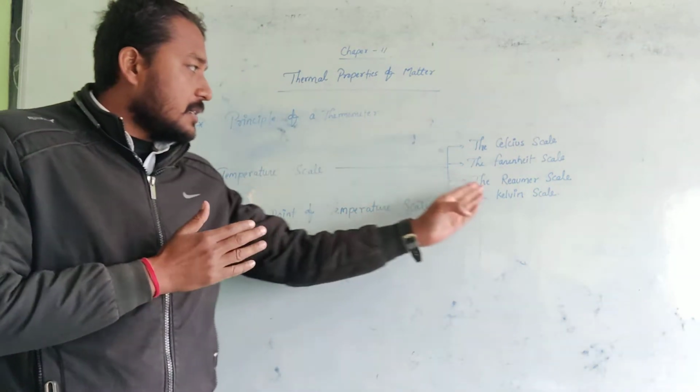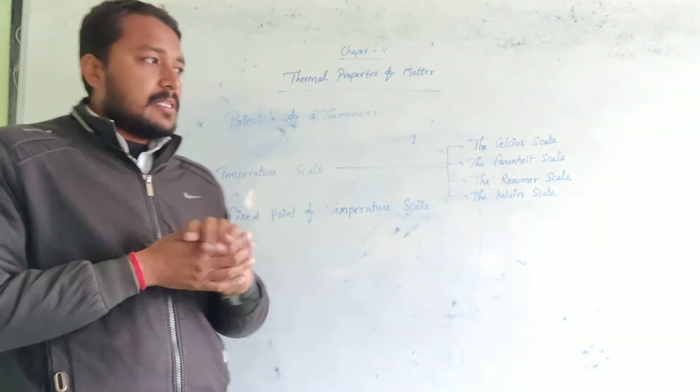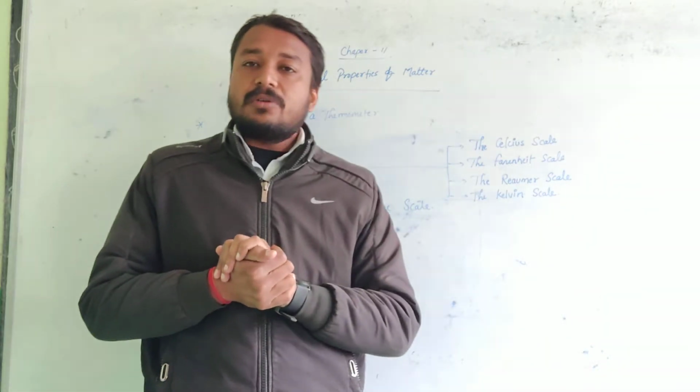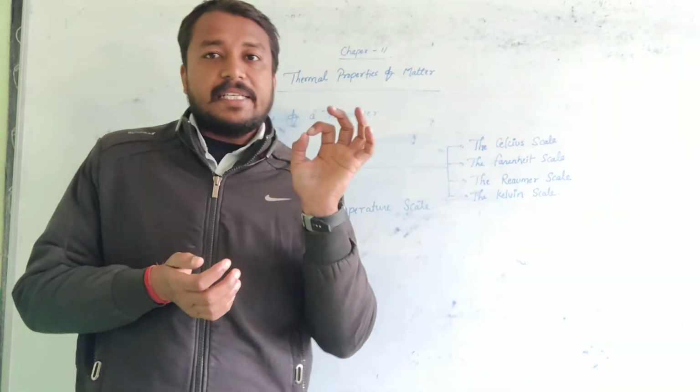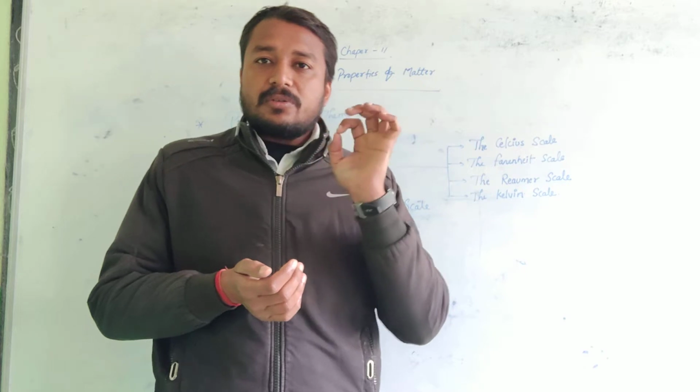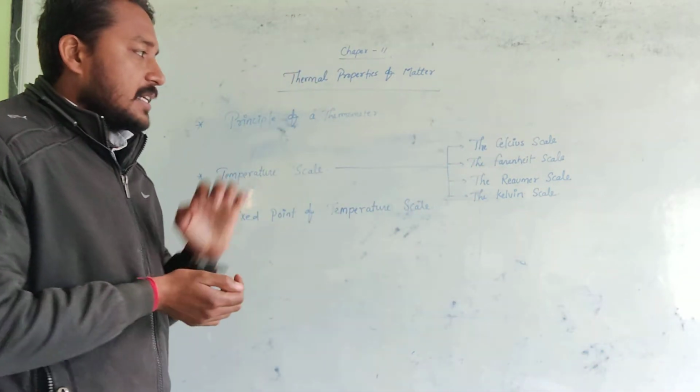Okay. Now the next one is the Reaumur scale. This scale lies between 0 to 80, divided into 80 equal parts. ठीक है ना? 0 to 80. Now the next one is the Kelvin scale.